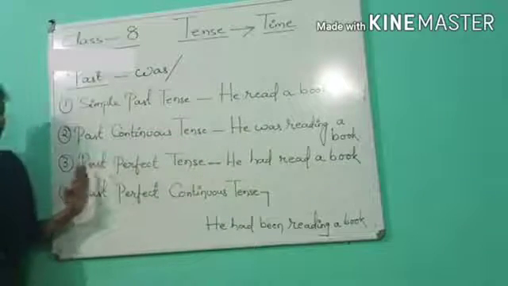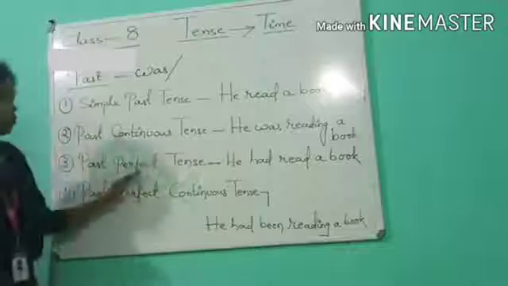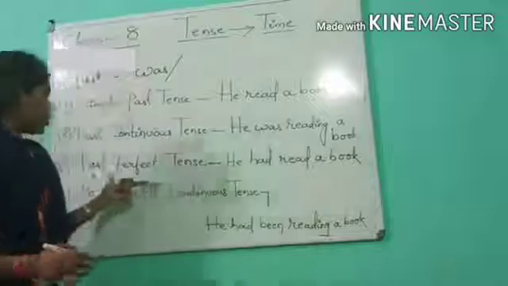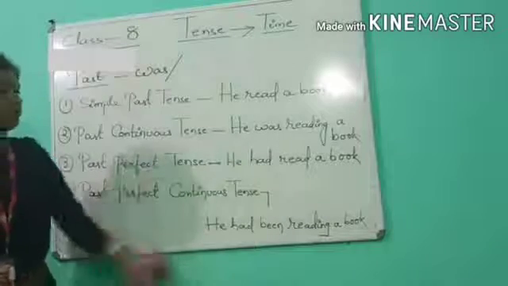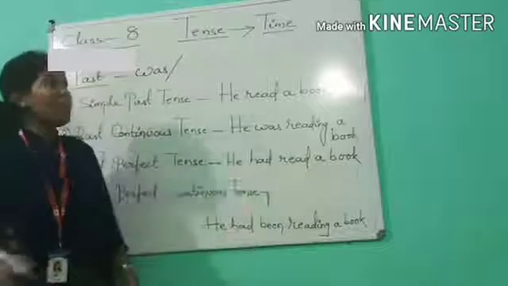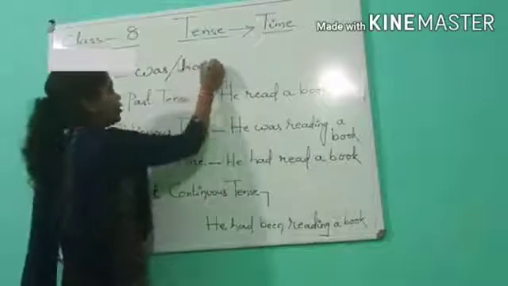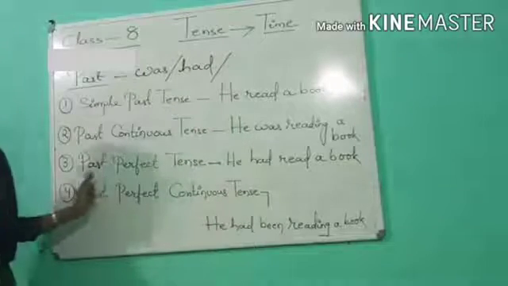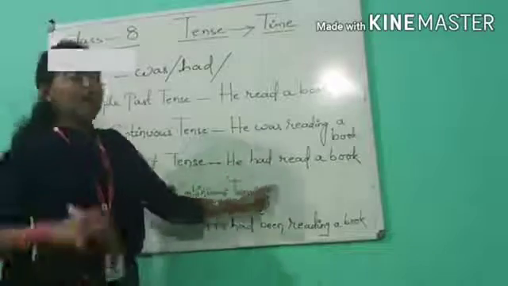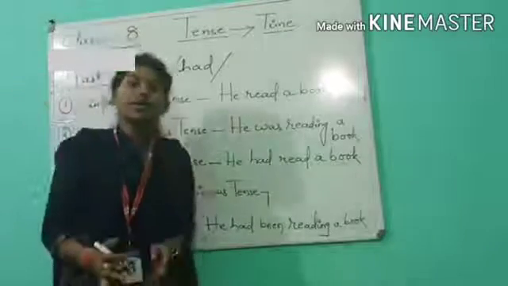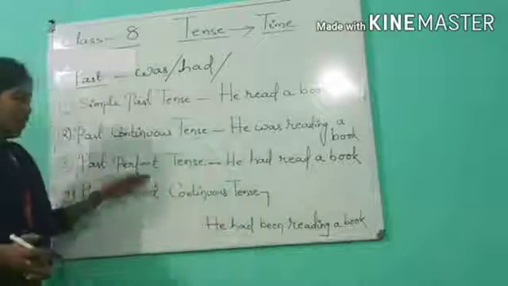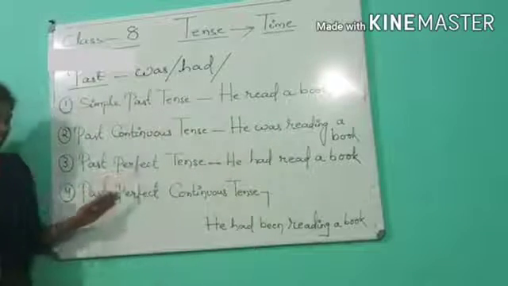Now move on to the third one, past perfect tense. Past perfect tense, as I told you, perfect means the work is completely done. So here it is talking about past perfect tense. That means he had read a book. So we are using had in the past. So again I'll write here had. You can see here past perfect tense means the work is already done. So it is saying he had read a book. That means he had already read a book. He is not reading. He had read a book. That means it is already done. The action is done and it is completed in the past.